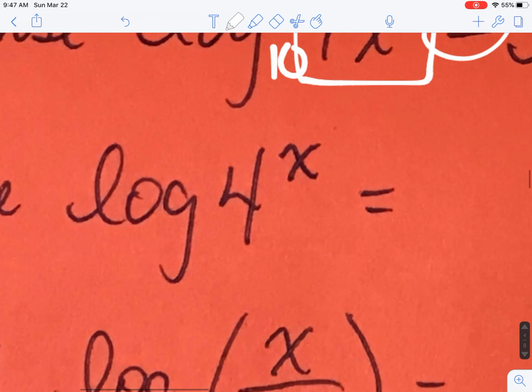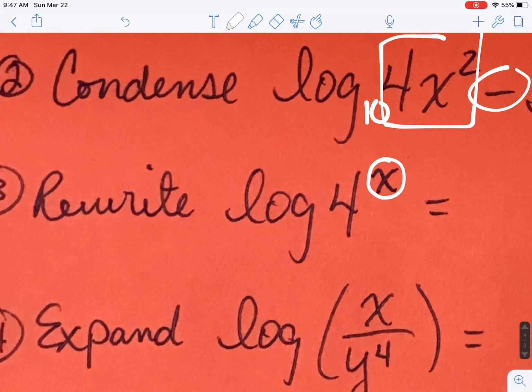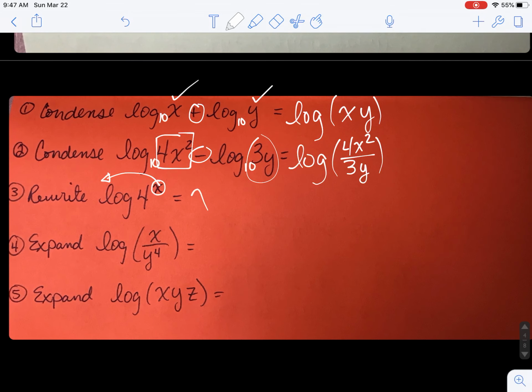And then we have our power rule, or the power property. Remember, you simply take the exponent, and we are going to put it in front of the log, and it is now being multiplied. So that's x times the log base 10 of 4.